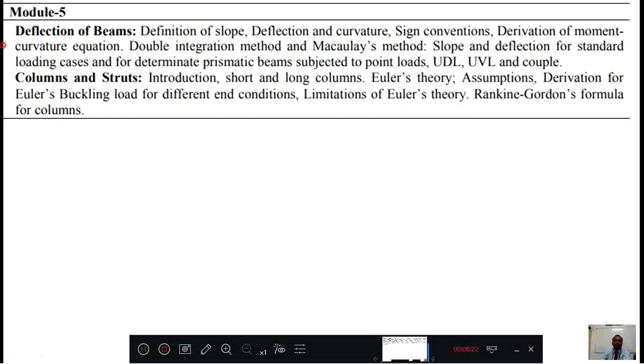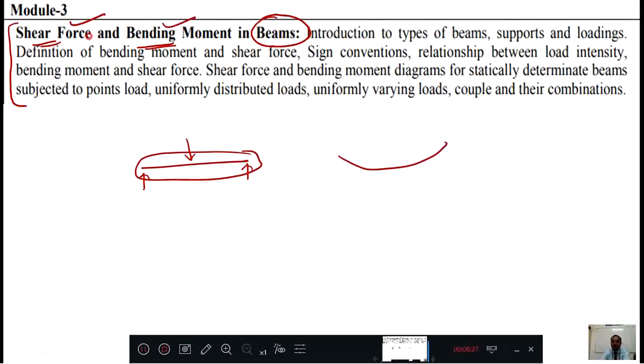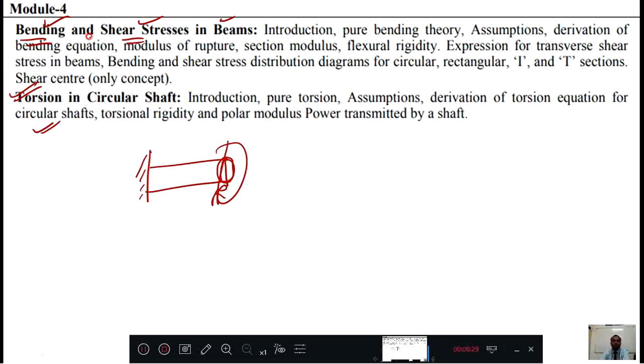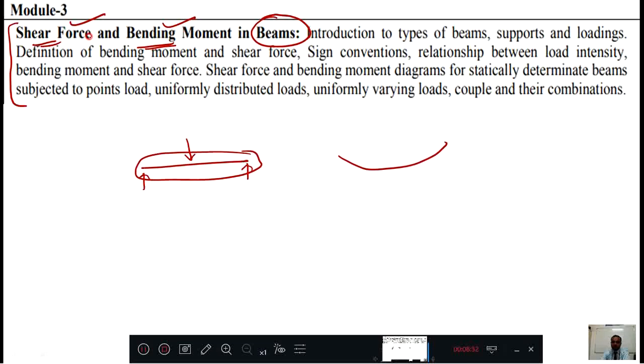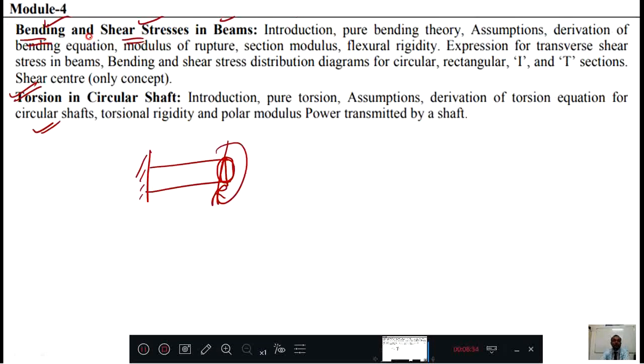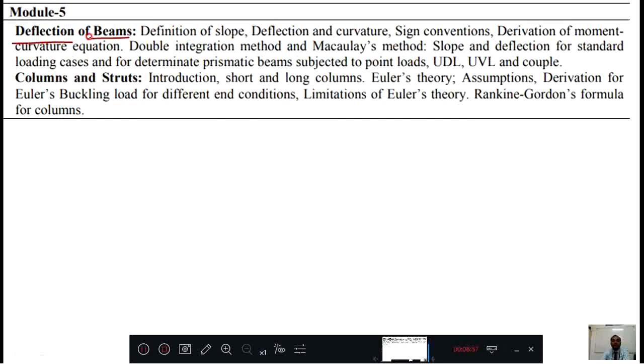And in the fifth module we will study the deflection of beams, and this deflection of beams is again the extended portion of module 3 and module 4. In module 3 you study shear force and bending moment, and in module 4 bending and shear stresses. In module 5, deflection of beams means, because of the forces applied on the beam, how the beam behaves, whether it bends or whether it shears. If it bends, then what nature it will bend, how much it will bend, how to measure that deflection, that we are going to study in the fifth module, first unit.